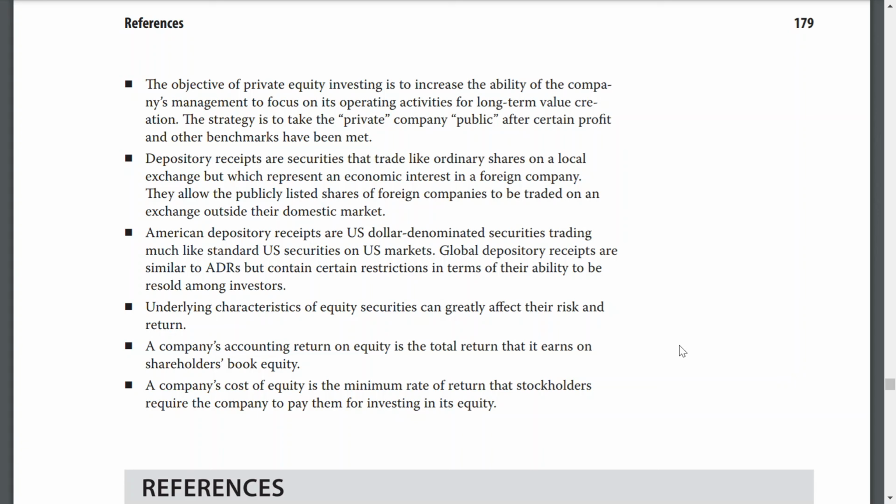Underlying characteristics of equity securities can greatly affect the risk of a company, the company's accounting return on equity, and the total returns that are earned on the shareholders' book equity. A company's cost of equity is the minimum rate of return that shareholders require the company to pay them for investing in the equity. And that is reading 49.